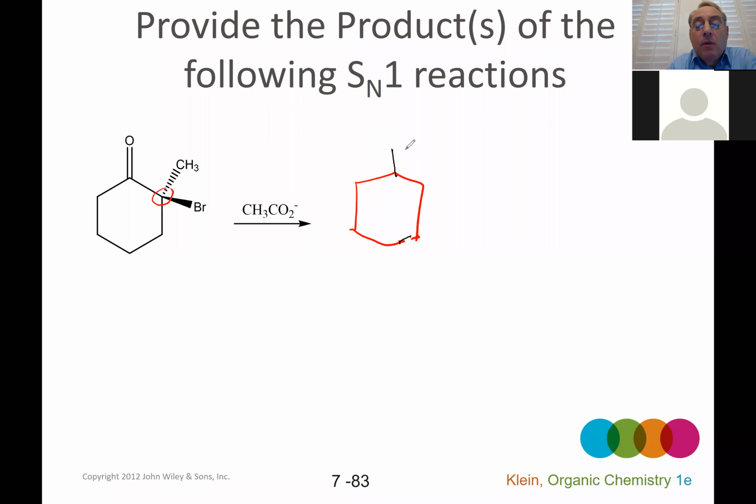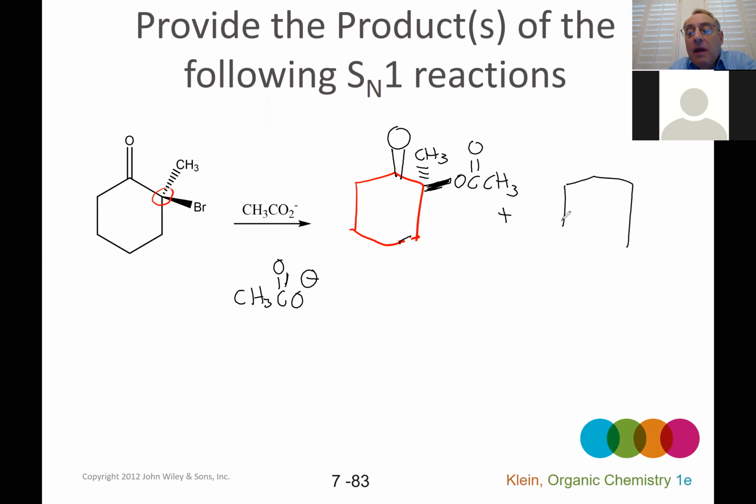So let me put the ketone in, and the bromine came off, the carbocation formed, and this is an acetate ion. This is what it looks like if you draw it out. So the acetate can come in from the same side, right? I'm going to draw it out. It came in from the same side as the bromine, and then the methyl would stay down.